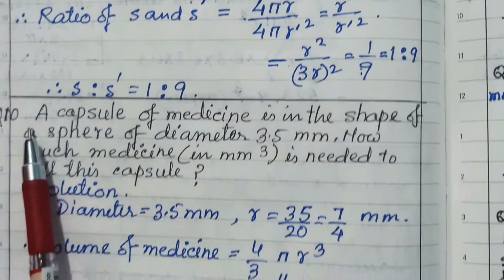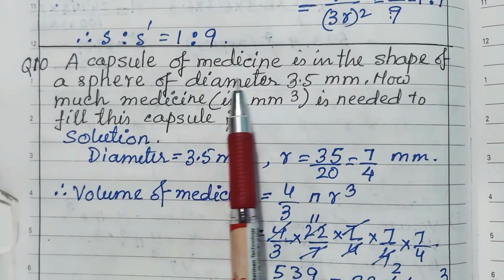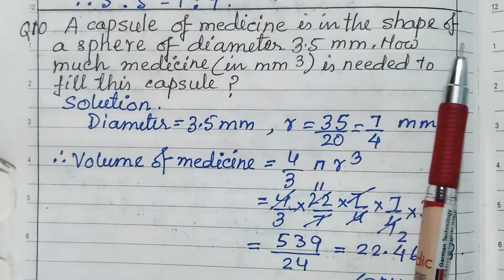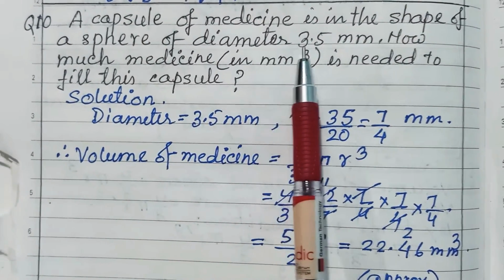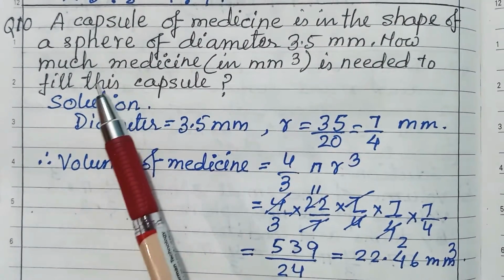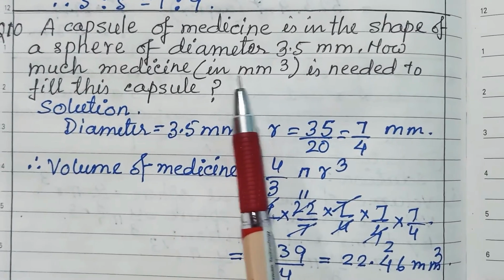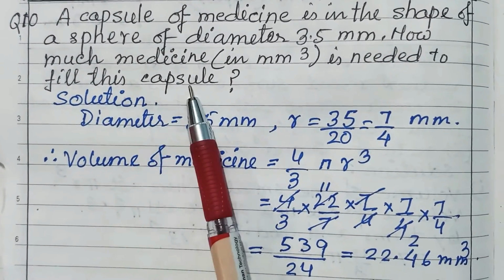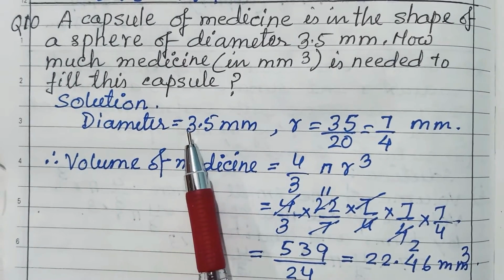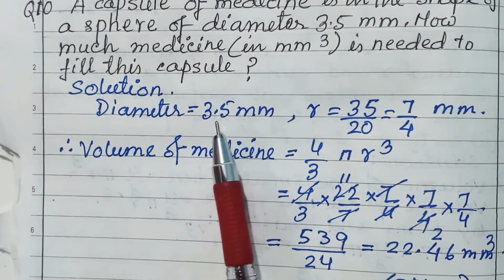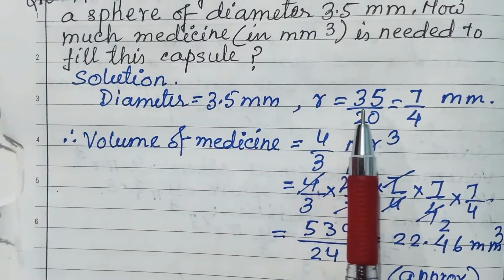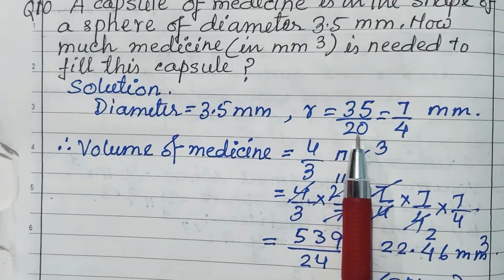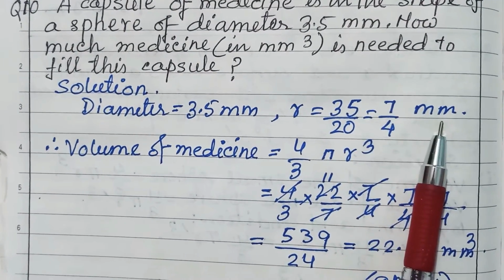The last question is question number 10. A capsule of medicine is in the shape of a sphere of diameter 3.5 millimeter. How much medicine in millimeter cube is needed to fill this capsule? The diameter is given as 3.5 millimeter, so the radius is half of it, that is 35 upon 20, so 7 upon 4 millimeter.